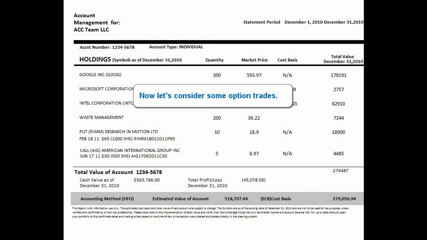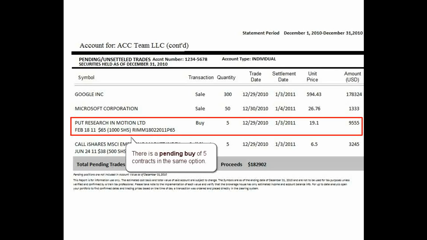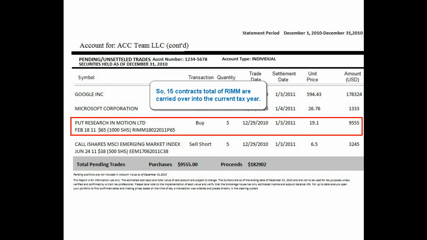Now let's consider some option trades. 10 contracts of REM were bought earlier in the month. There is a pending buy of 5 contracts in the same option. So 15 contracts total of REM are carried over into the current tax year.